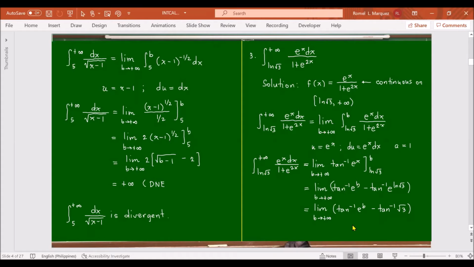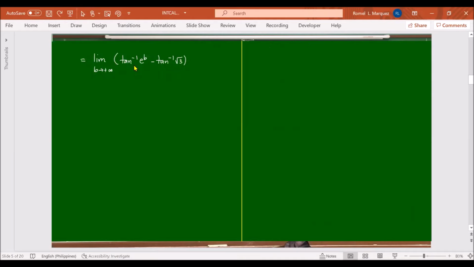So from here, we can now evaluate the limit of this. For the first term, as b approaches infinity, e to the b increases without bound, approaching positive infinity. And as e to the b approaches positive infinity, tangent inverse of e to the b approaches what? Approaches pi over 2. Okay?